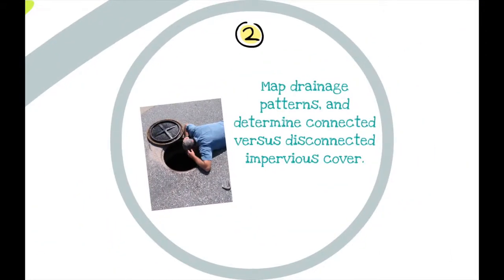Step two is that you also need to know where that impervious cover is draining to. And so you can start to map drainage patterns. We have some tips and techniques for you and some online tools, and help you determine how much of that impervious cover is connected to the stormwater system and is a problem, and how much is disconnected and may not be such a big problem.